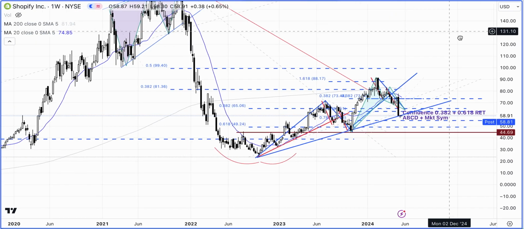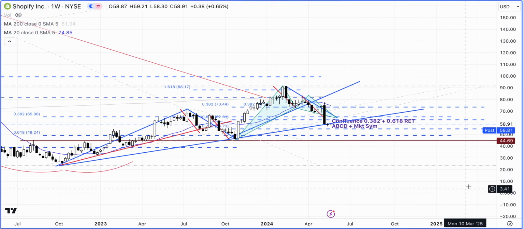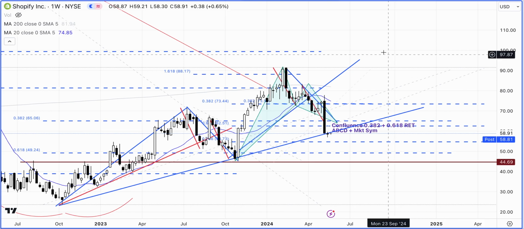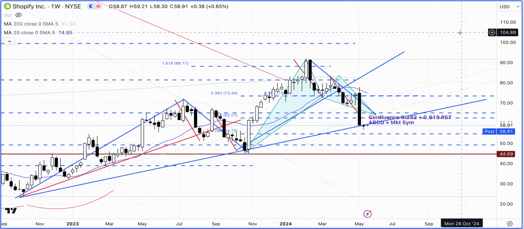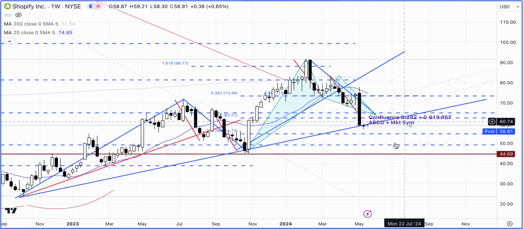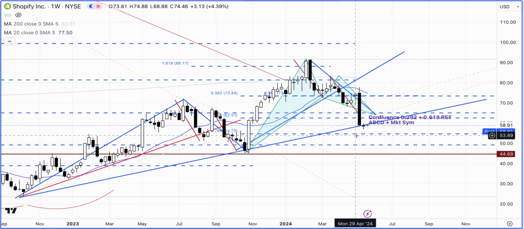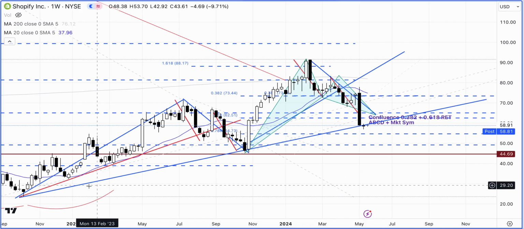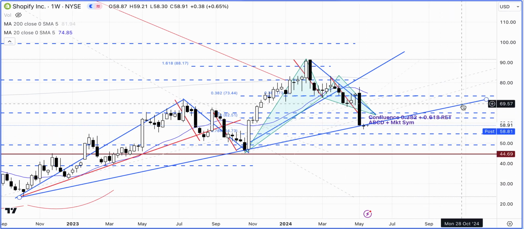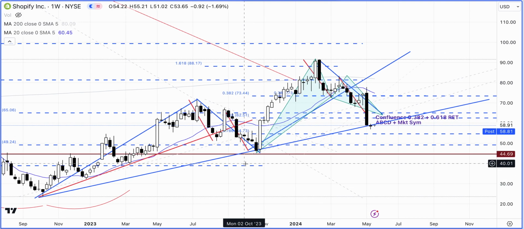Yeah, so Shopify came out with its earnings, and I don't know exactly what the earnings were, but they didn't look to be too bad. But this is not what the market was thinking, and we had a big third down right into this trend line which we had drawn.